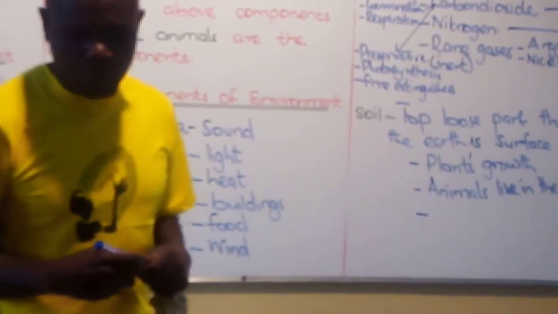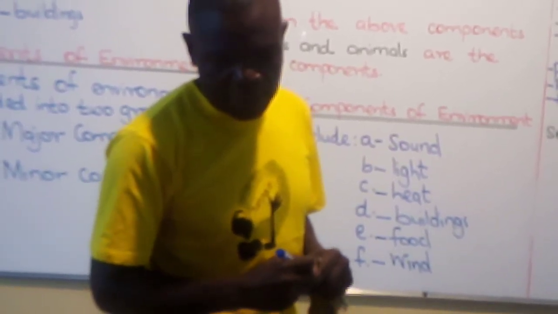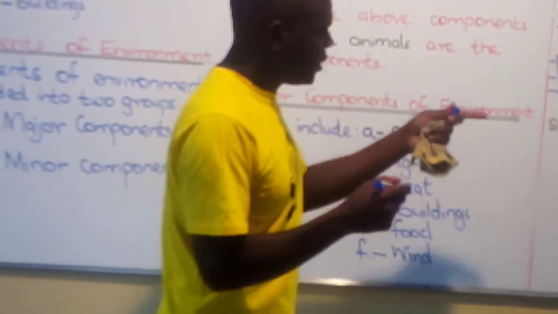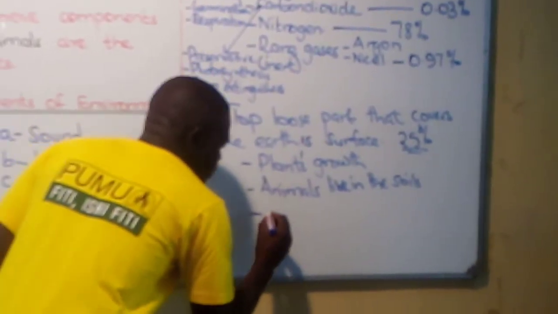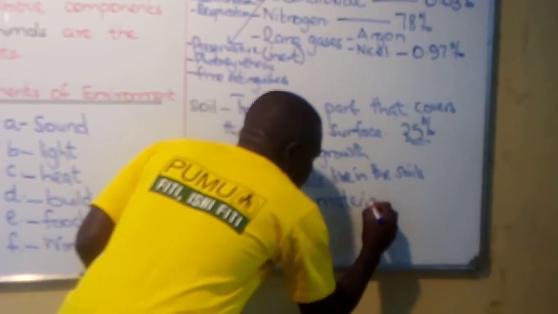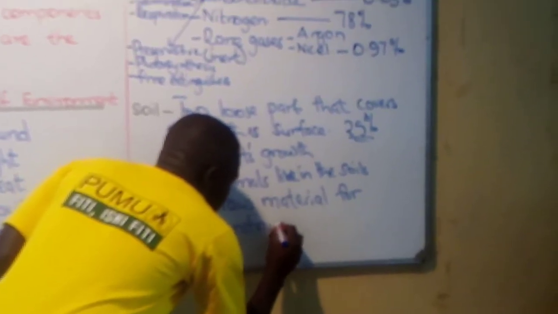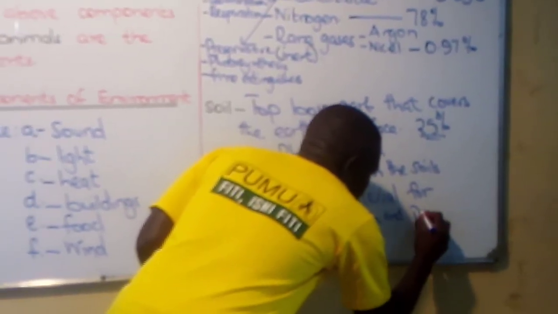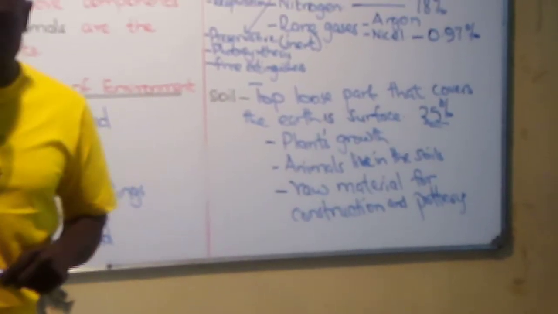Another importance of soil: it provides plants with water. It's also a raw material for construction and pottery. For construction and pottery. That is soil.